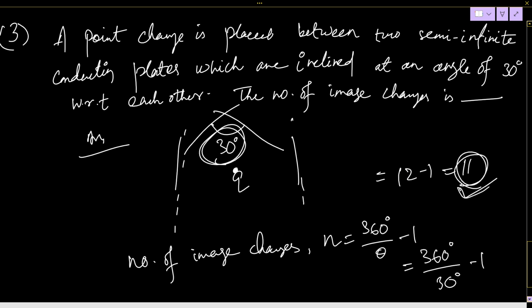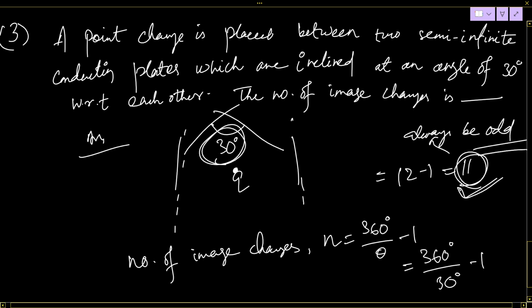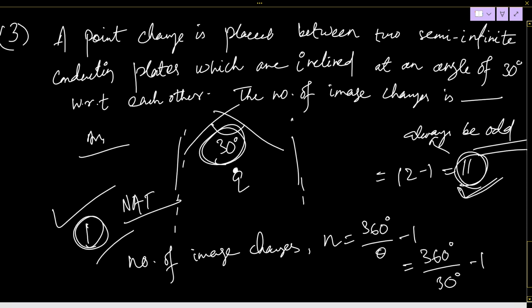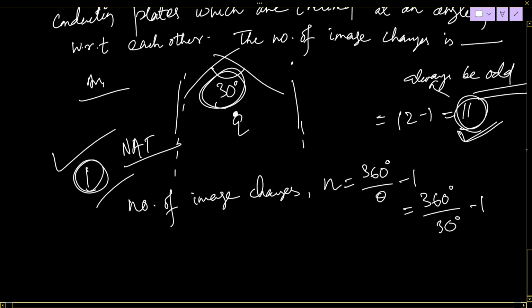This number should always be odd. Okay. Number of images should always be odd. So it will come for 1 mark. It will come as a numerical answer type question. So don't leave these questions. They're the easy ones. Okay. Next question.